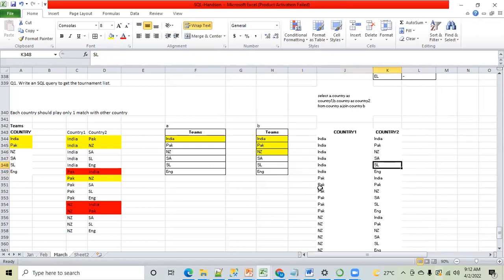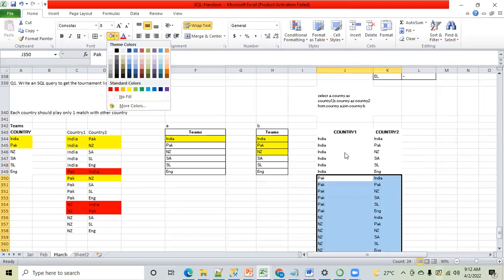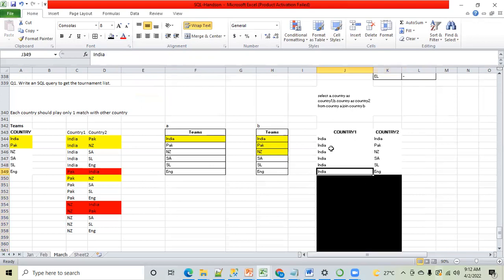Okay. Let's forget about this one for the time being. Concentrate till here only. In this data set, what is the mistake? India cannot play with India, right? Perfect. Very good. The same country cannot play with the same country. That doesn't make any sense, correct? So this record we don't want. That is clear, and I think it is clear to all.